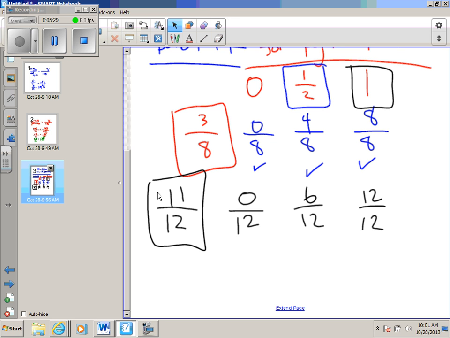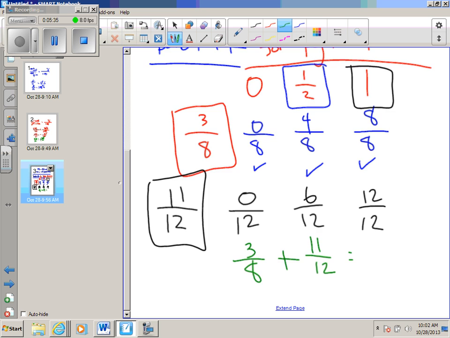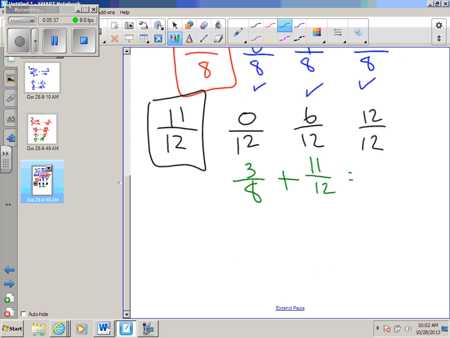So I'm going to go through all that. And for the assignment today, they'll say, I'm going to give you 3/8. I'm going to have you add it to 11/12 to see what we get. Well, we already called 3/8 half, and we called 11/12 1 whole. When I add half to 1 whole, I get 1 1/2. We just estimated a sum.